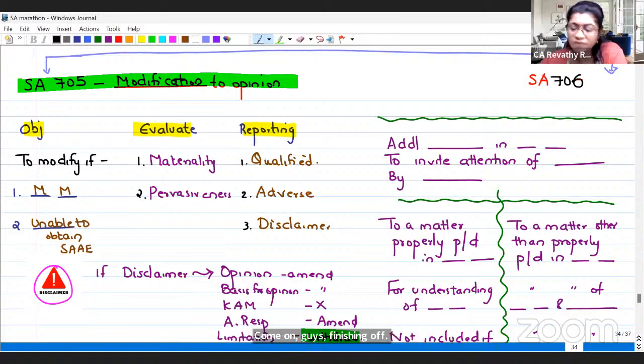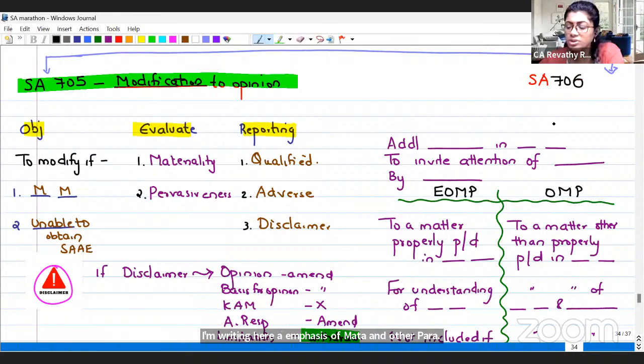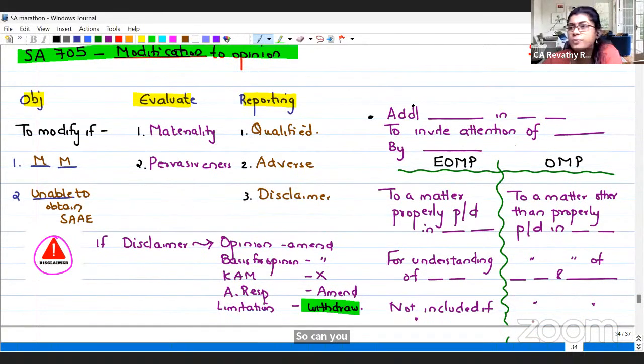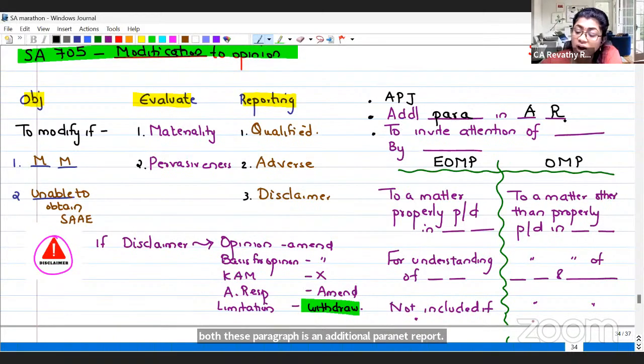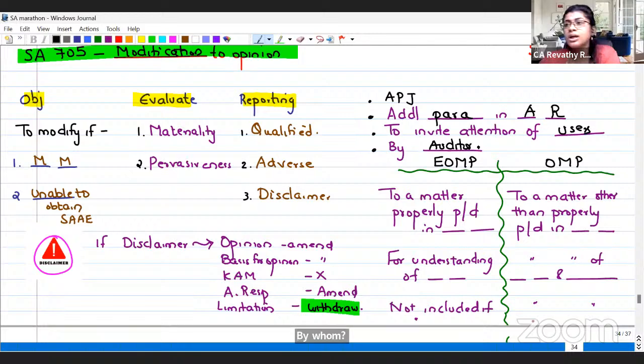So what are those two paragraphs? I'm writing here, emphasis of matter para and other matter para. What is common between these two? Both are paragraphs. When we listed the 14 contents, title, addressee, to date, place, signature, we didn't say this. Why? Both these paragraphs can be included in the auditor's professional judgment only. Both are an additional para in the audit report. Both are to invite attention of users, by the auditor. Both these paragraphs can be included in APJ, auditor's professional judgment, additionally to invite attention of users.